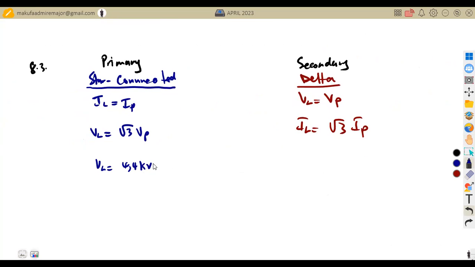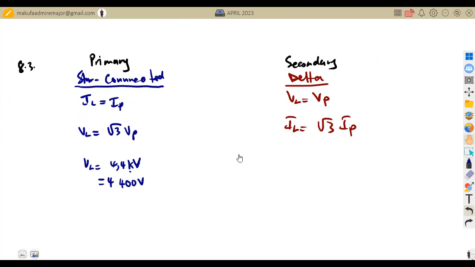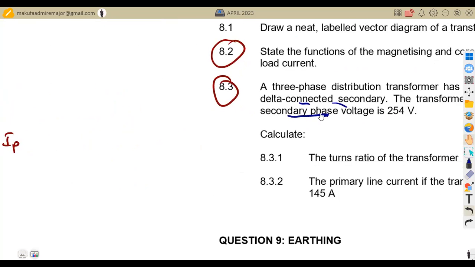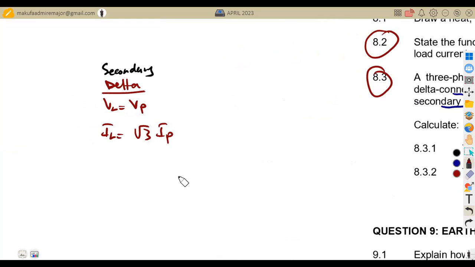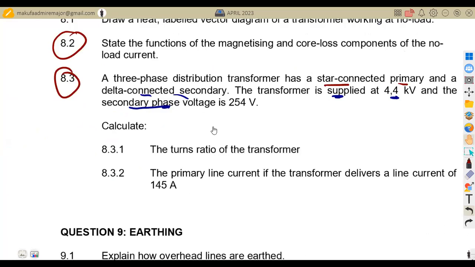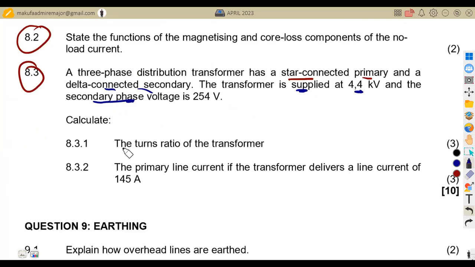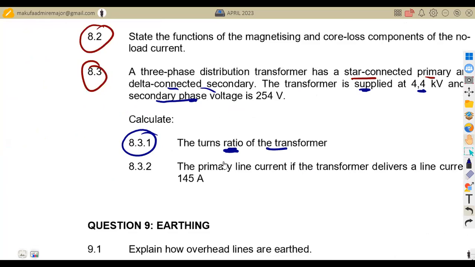That's 4,400. If you multiply by 10 to the exponent of 3, you're going to have 4,400 volts. And on the secondary side, we are not given the line voltage. We are given the secondary phase voltage of 254 volts in this case. So that's the information that we are given. And the question is, calculate the turns ratio of the transformer.